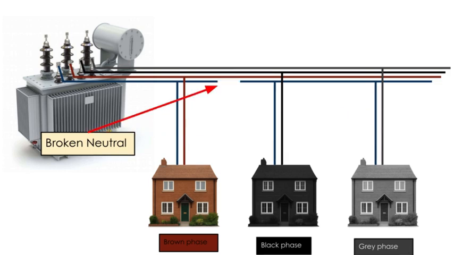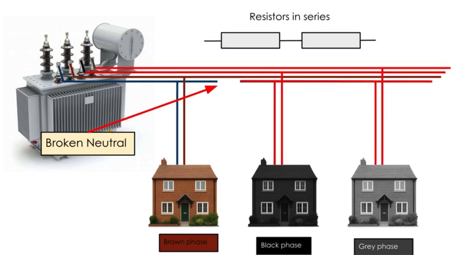If we get a broken neutral conductor at this point leading to the houses, house 1 will function properly, but house 2 and 3 will be connected in series. In this image, you can see the first house is unaffected, but the other 2 will have these voltage changes.